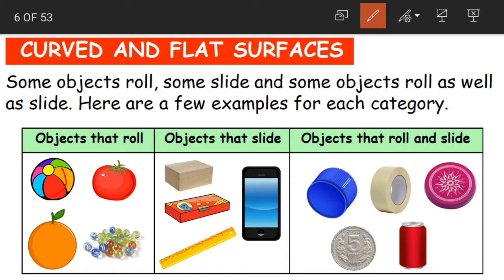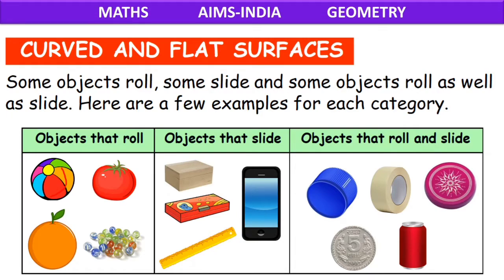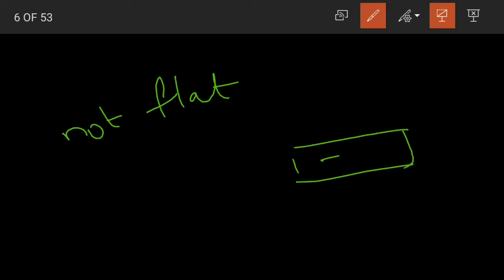What is a curved surface, children? Curved surfaces are those surfaces that are not flat. For example, if you touch your pencil box like this on this surface area, what can you feel? That your hand goes straight through it. That means the pencil box has a flat surface.